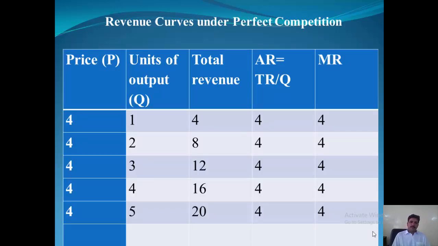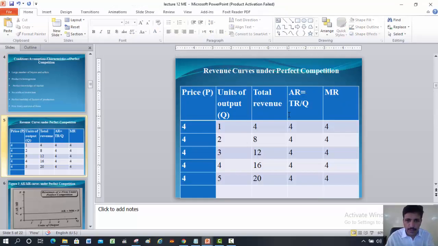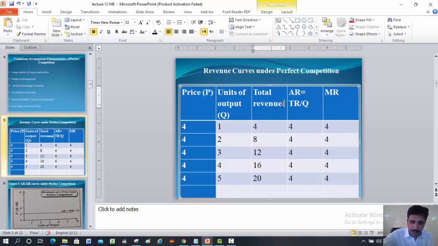Revenue curves under perfect competition. Dear students, before going toward the price determination under perfect competition, let us discuss how the revenue curves are derived under perfect competition. In column number 1, you see the price is fixed, and suppose that this price is 4. We know that in perfect competition the price remains constant. In the second column, units of output 1, 2, 3, 4, 5, the price is the same for all units. The total revenue, you know, is actually the product of the price and the quantity.